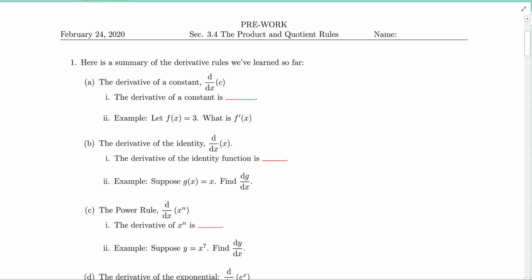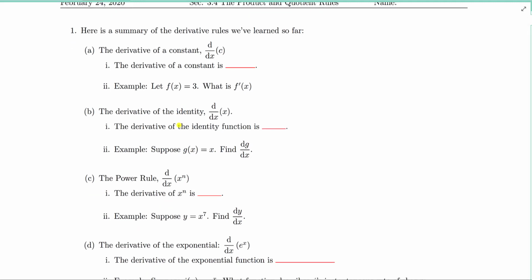So this is a real quick recap of what we've learned so far. The derivative of a constant function is what? Well, it's just 0. I'll let you think about why that's so. Think about the expression: something is constant, and the derivative asks how an expression changes as the variable changes, and the derivative of a constant is 0.